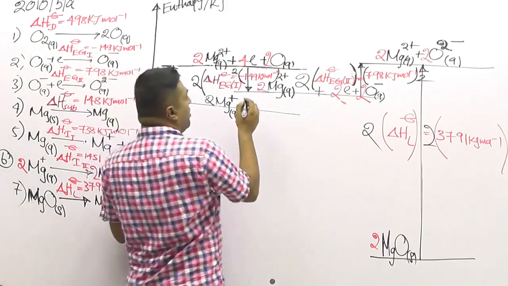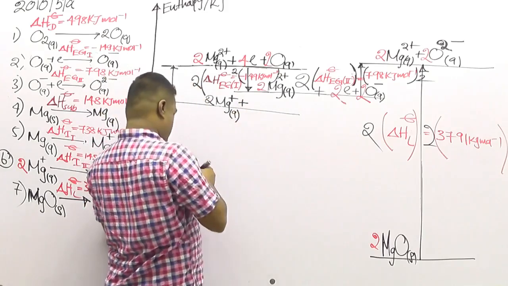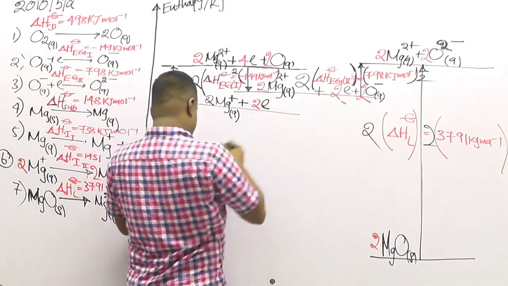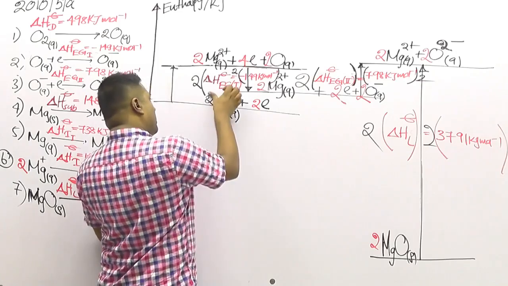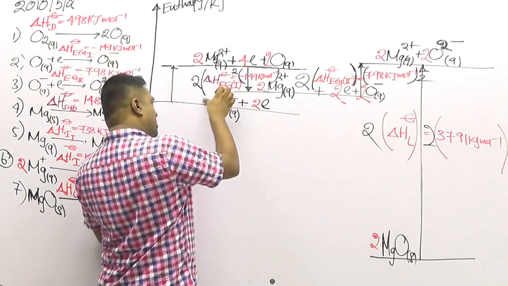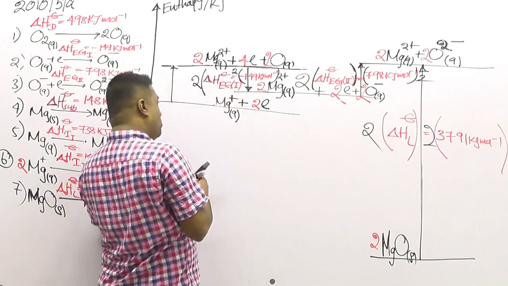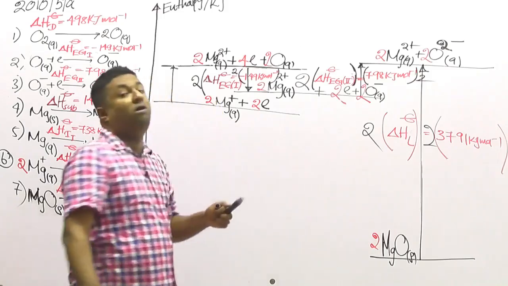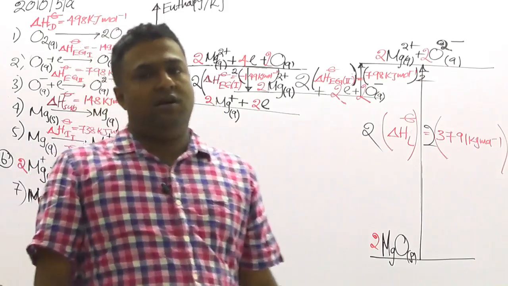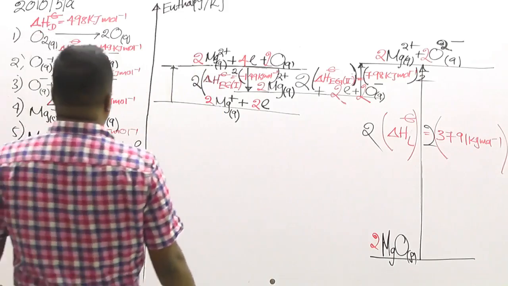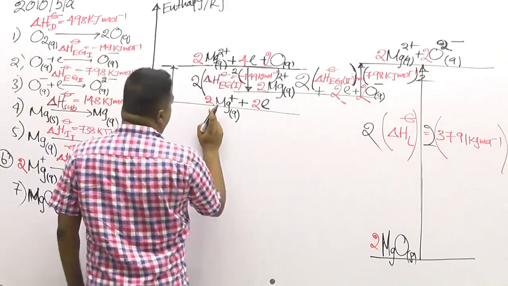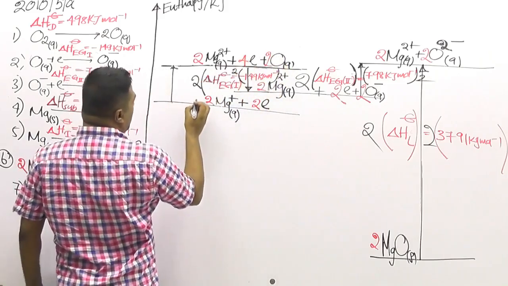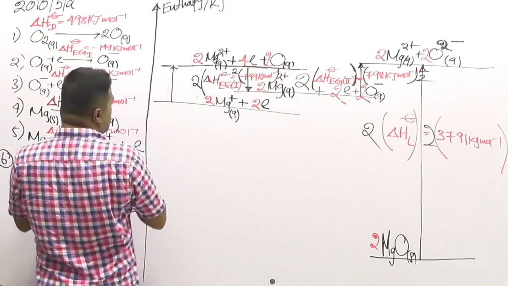So you should have 2 more electrons to balance it. To balance that conversion you need 2 more electrons. And we did nothing for 2 oxygen atoms.